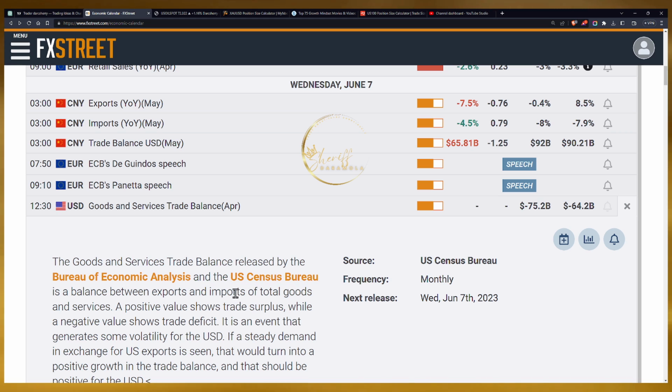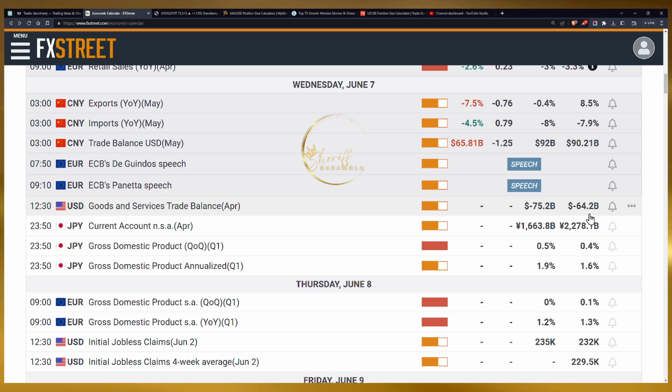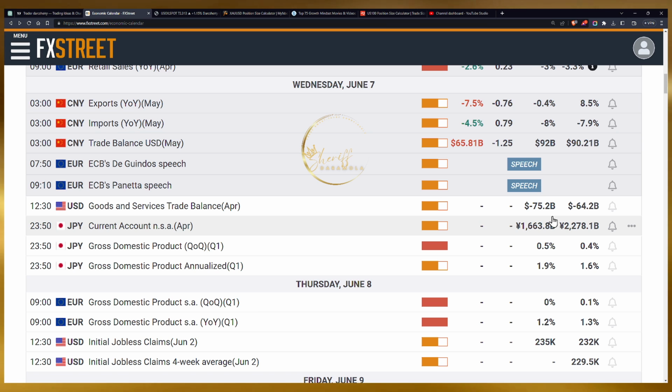This is released by the Bureau of Economic Analysis and the US Census Bureau. It is the balance between the exports and imports of total goods and services. So it's an event that generates some volatility for the US dollar. So we want to look forward to what the actual data is going to be like for today. And from the previous data we have here, we have minus $64.2 billion, and we have a consensus projection of minus $75.2 billion.